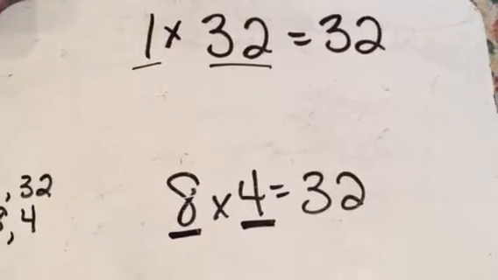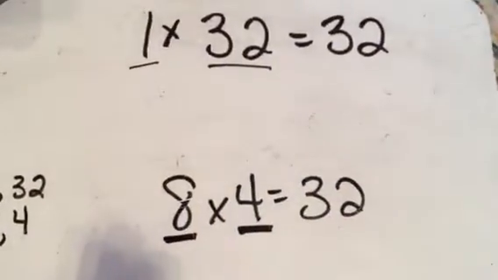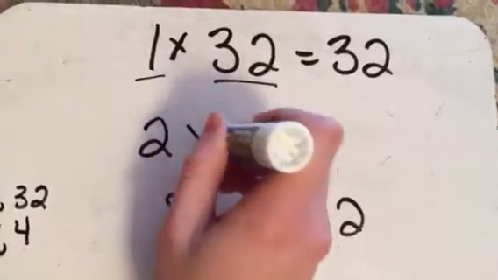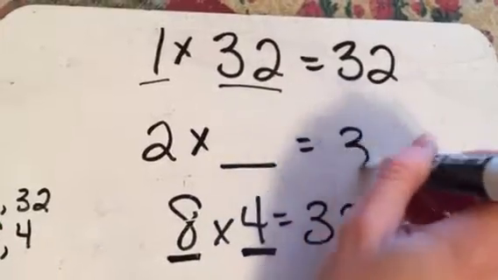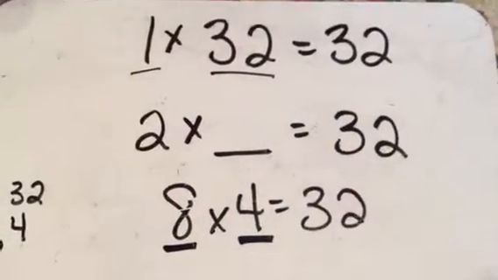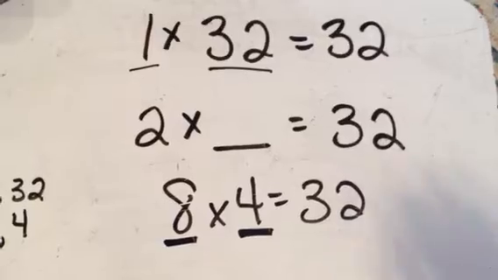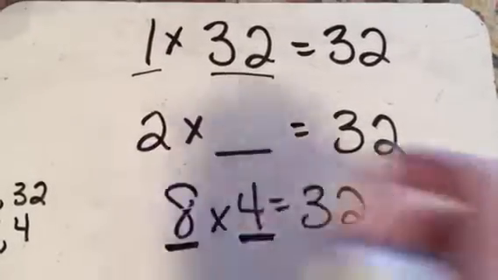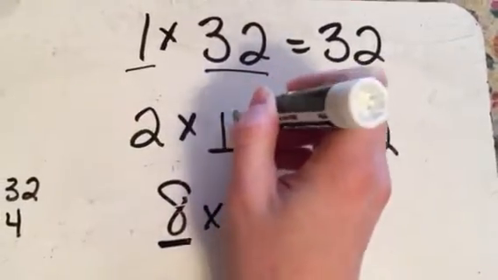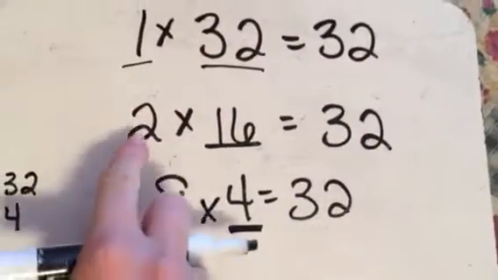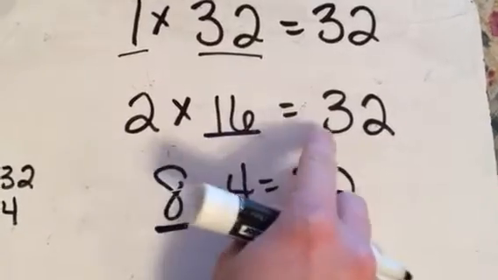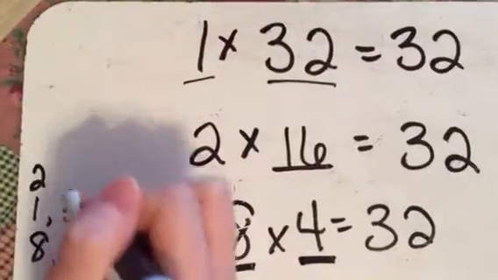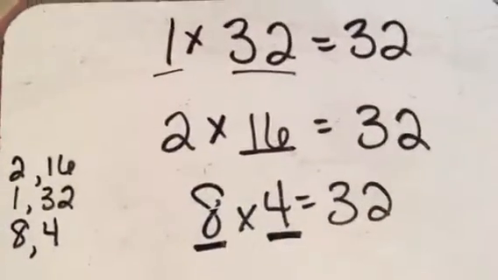Alright, now I can see that the number 32 is even, so that means that it should have a factor of 2. So 2 times something is going to give me 32. Here you can start counting by your 2's to see how many 2's I need to get to 32, or you could do really quickly 32 divided by 2, and your answer here is going to be 16. So 2 times 16 is going to equal 32. So those are two more factors. So now we have 2 and 16.